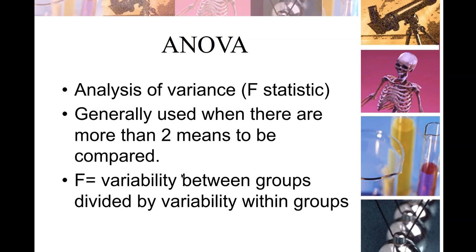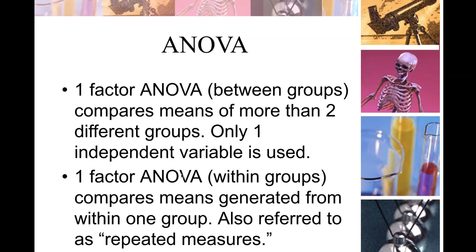For a t-test, you get a t-score. For an ANOVA, you get an f-score. And an f-score is the variability between the groups divided by the variability within the groups. So same thing as a t-test, just with more groups. You can do a one-factor ANOVA, which is going to be between groups. And that compares the means of more than two different groups with one independent variable.